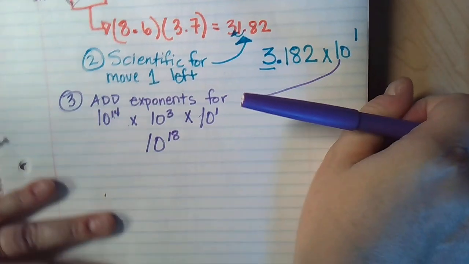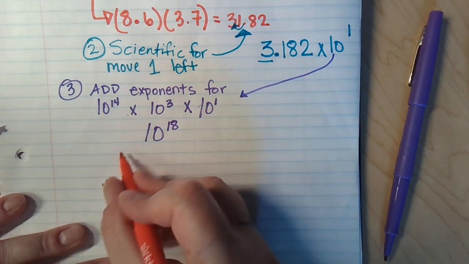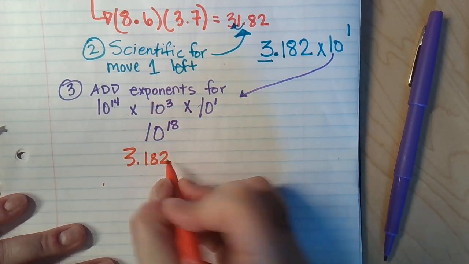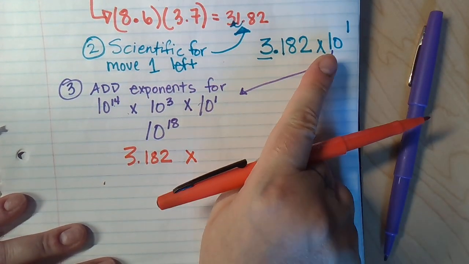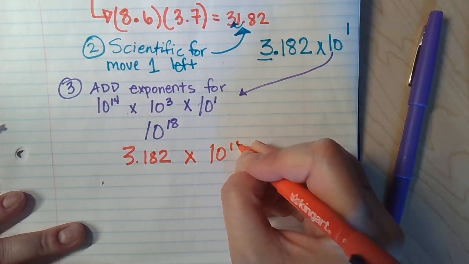Your very last thing is to put it all together. We have that 3.182 times, not 10 to the 1 anymore, now it's 10 to the 18.